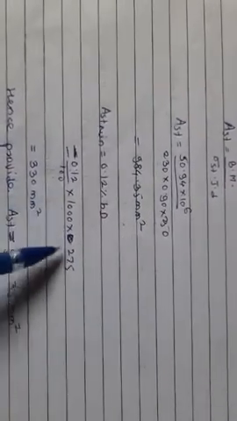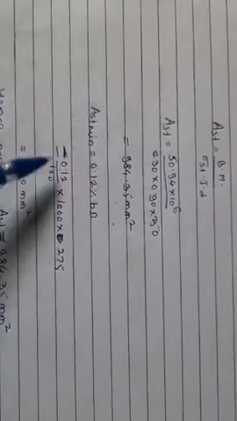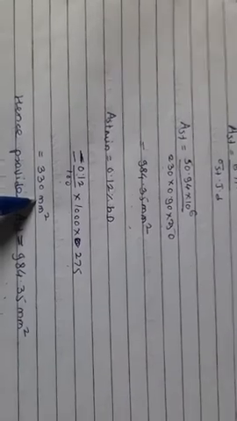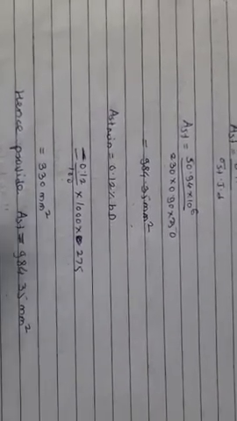What is the minimum area of the steel required as per the IS consideration? It will be 0.12% of B into D. Now put in the values. B is your 1000, D is your overall depth, that is 275. After simplifying this, we get the minimum area of the steel required as 330 mm square. Now what is the area of the steel we are providing? We are providing 984.35 mm square.